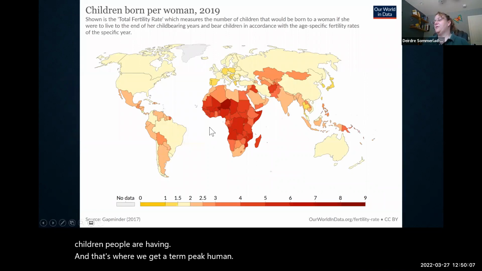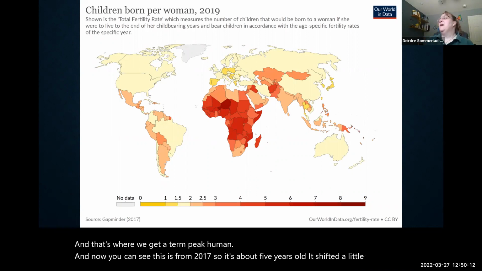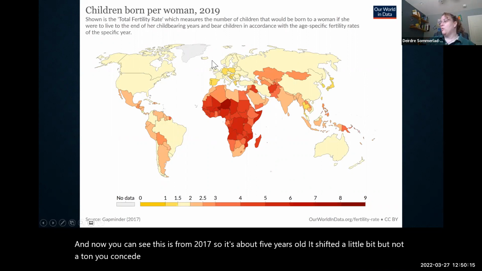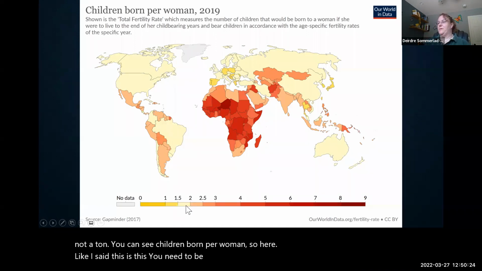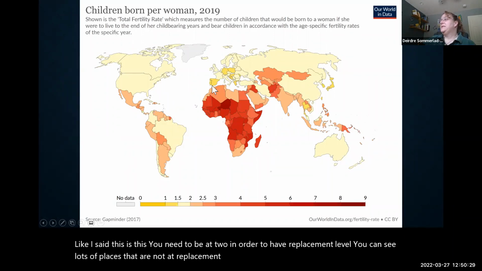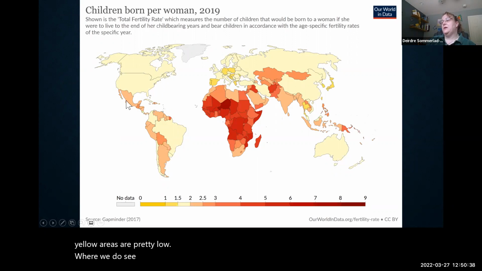Now you can see this is from 2017, so it's about 5 years old. It shifted a little bit, but not a ton. You can see children born per woman. So here, like I said, you need to be at 2 in order to have replacement level. You can see lots of places that are not at replacement level. Some places are even lower, right? These yellow areas are pretty low. Where we do see higher levels are here in Latin and South America, in Africa, here on the Indian continent.